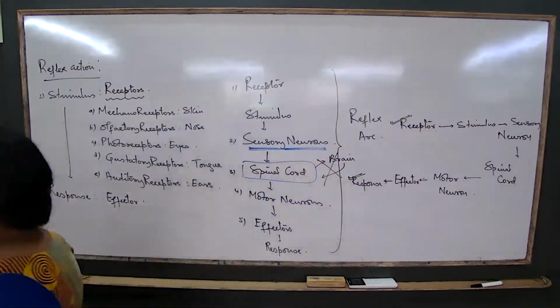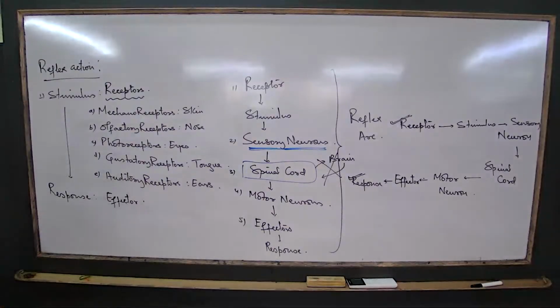The sensory neuron will send messages from the receptor towards the spinal cord. Motor neuron carries commands from the spinal cord towards the effector. So that's the difference you are always supposed to write: the difference between sensory neuron and motor neuron.